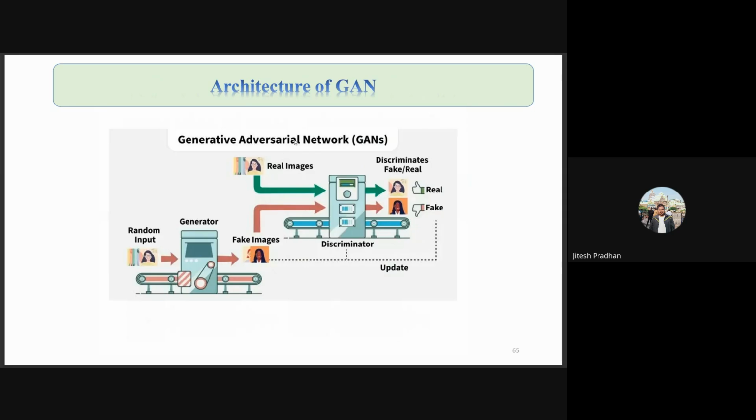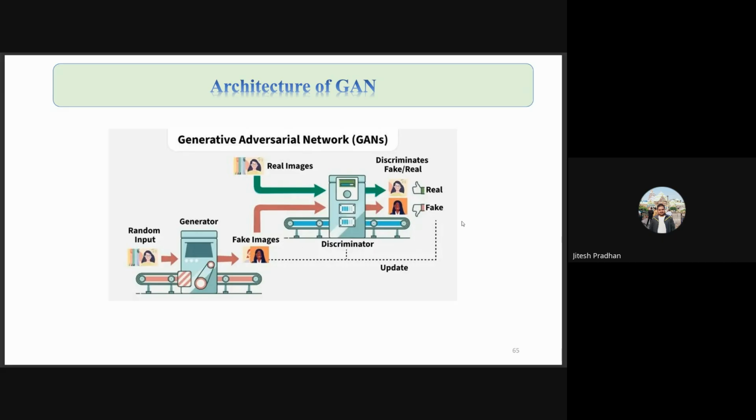Now let's see the actual architecture. So this is the generator architecture. Look here. Random input will be given to the generator. The generator will generate the fake image. That fake image along with the real image will be given to the discriminator. Now it's during the training process.